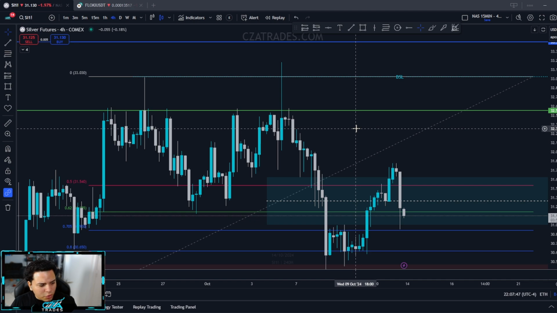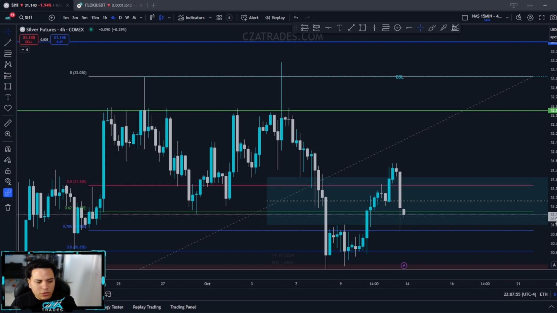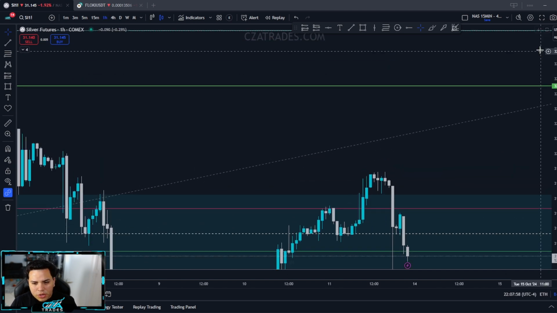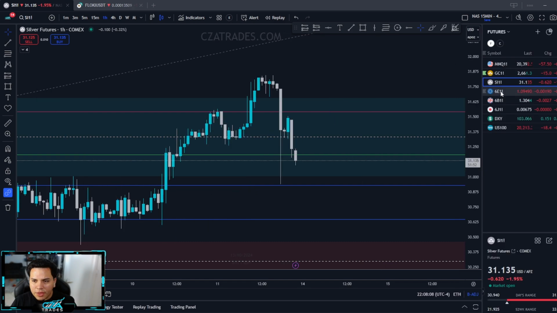Don't try to be super impatient. Wait for that 4-hour candle closure to finish. It'll close in about 4 hours right now. So looks like 2 a.m. Wait for it to close. 2 a.m. Eastern Standard Time. And it should just continue to the upside. In theory, right? Keep an eye on that.